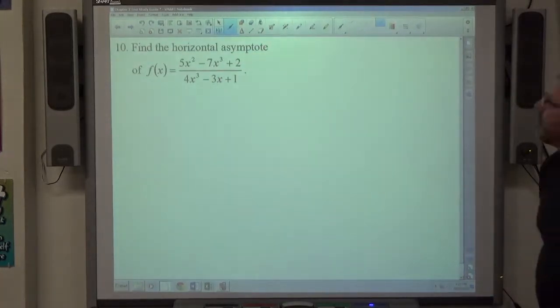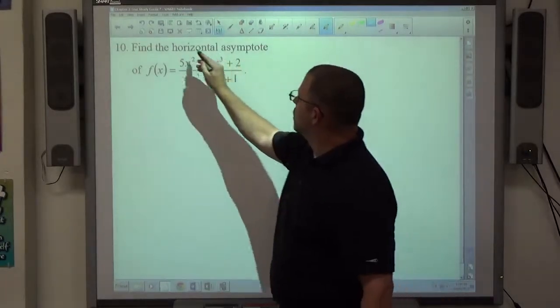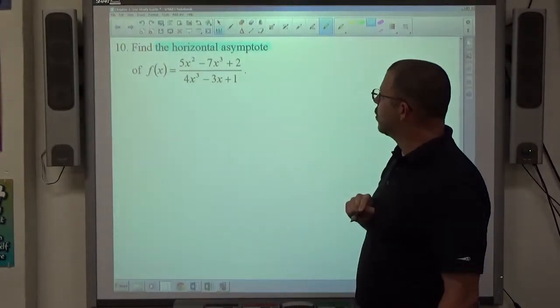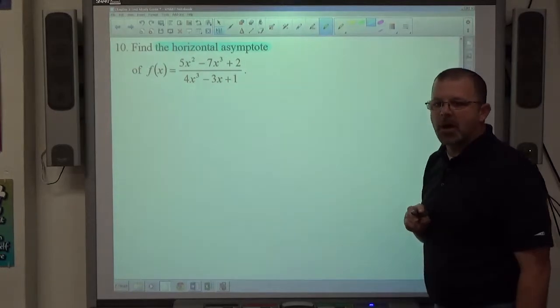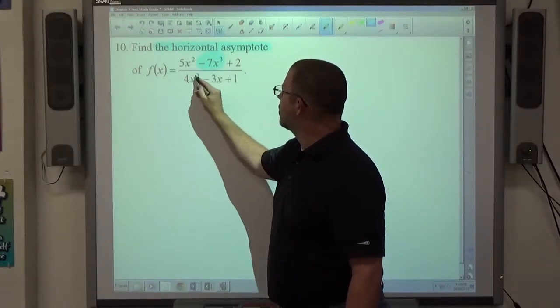Number 10, find the horizontal asymptote. Okay, if I'm looking at horizontal asymptote as my goal, what concerns me is the highest power term on top and bottom, and be careful that you find the highest power term.